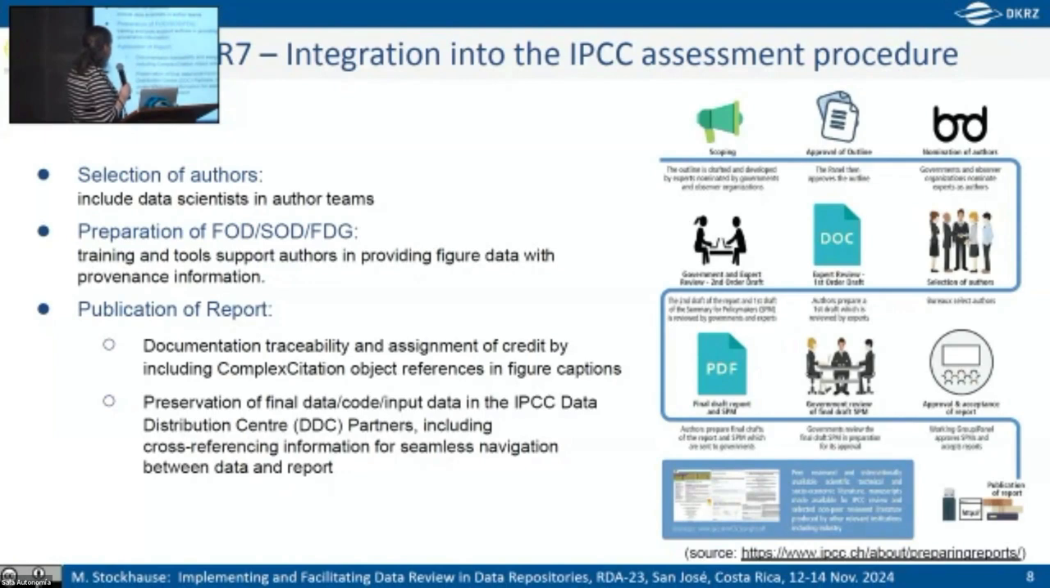The last step is the publication of the report, and there the priority is to document how these figures were created, and that's also related to something which is called complex citation, which will be, there will be a session after lunch in this room. And the idea is to have all the information on provenance and also on the credit for input data in the figure caption with a DOI to a complex citation object which gives access to all this information.